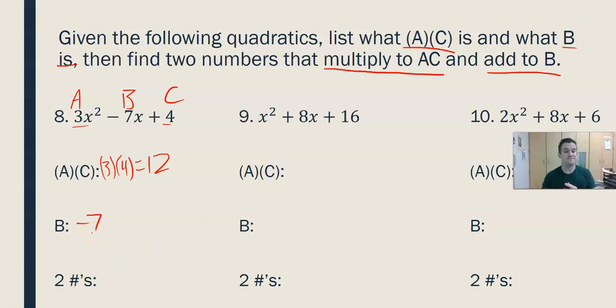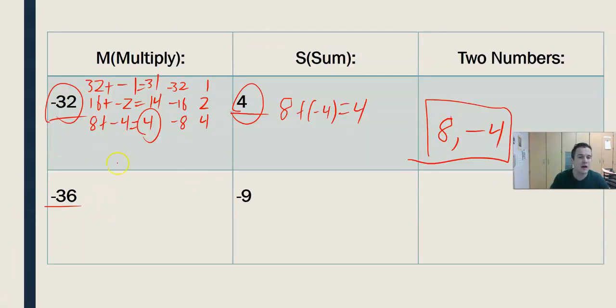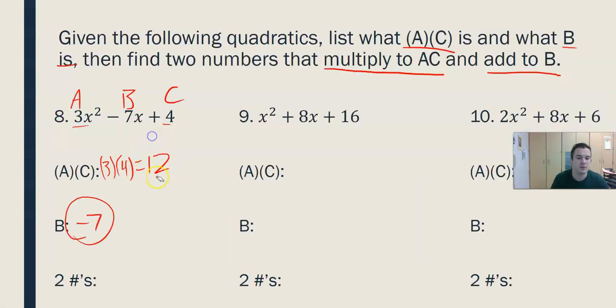Good. So now, this is basically just the number in my first column. This is the number in my second column. So if I go back in here, I was trying to find two numbers that multiplied to make -32 and add to 4. Here I'm finding two numbers that multiply to 12 and add to -7.